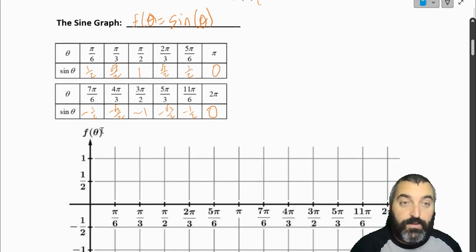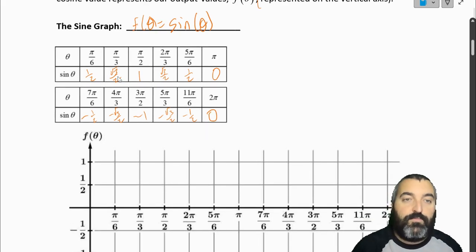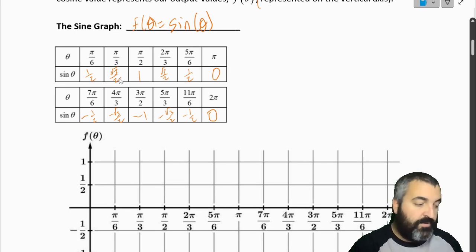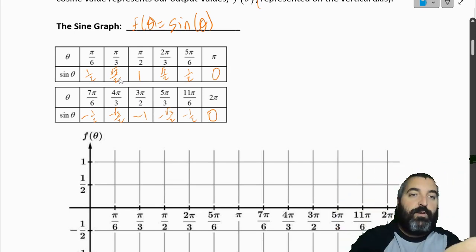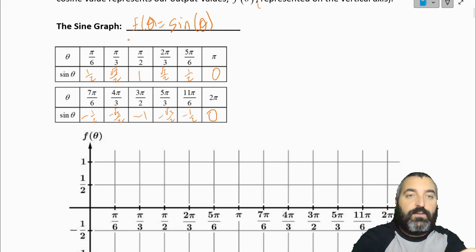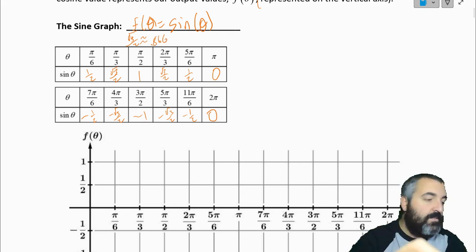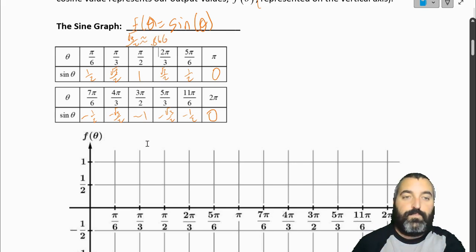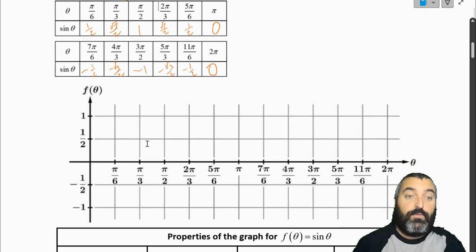So now we're going to plot these points. Now you may be like, oh, well, I don't know what root 3 over 2 is. You could estimate it, or if you were to put it in the calculator, root 3 over 2 is roughly equal to 0.866. Okay, so we're going to start plotting these points.